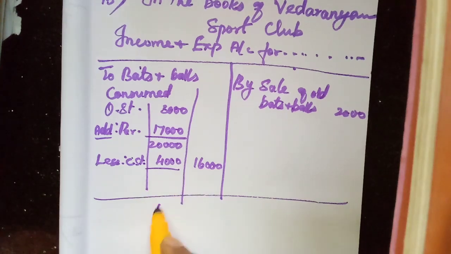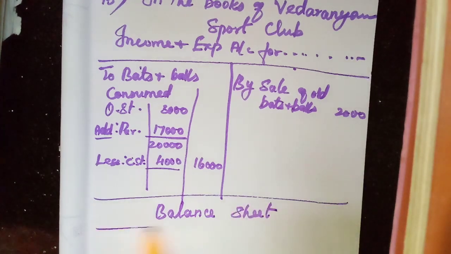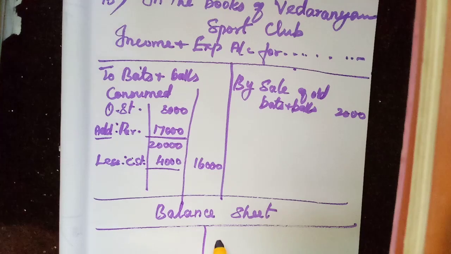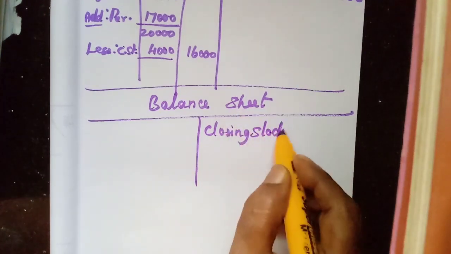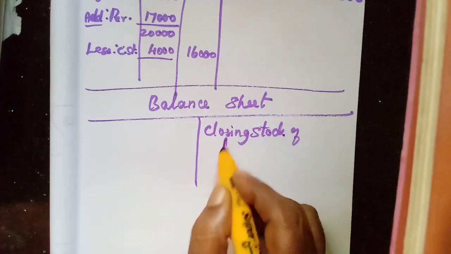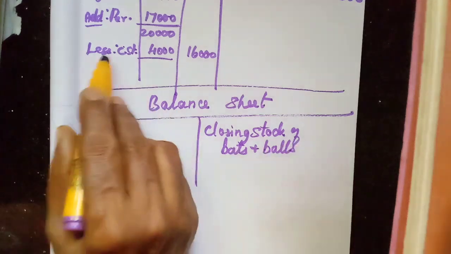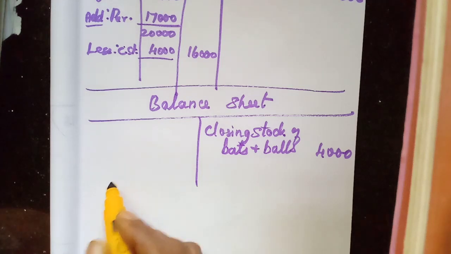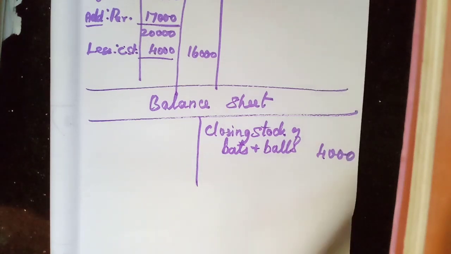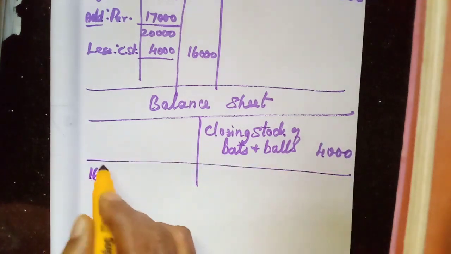Okay. So balance sheet, only one side. Closing stock of bats and balls. How much closing stock? 4,000. Now, next problem. Okay, 16.